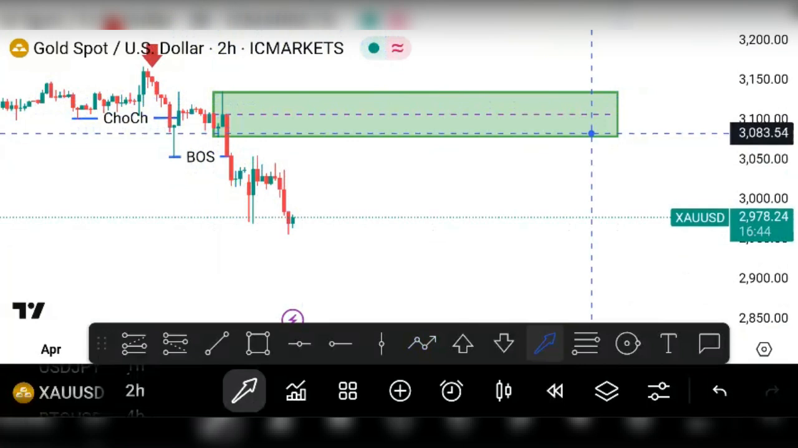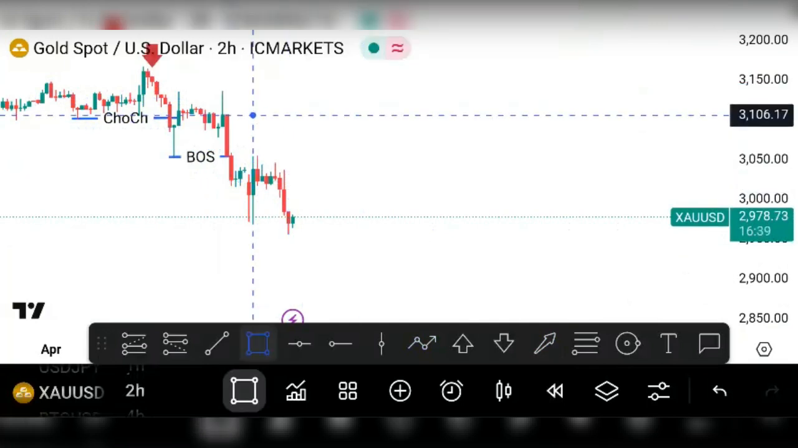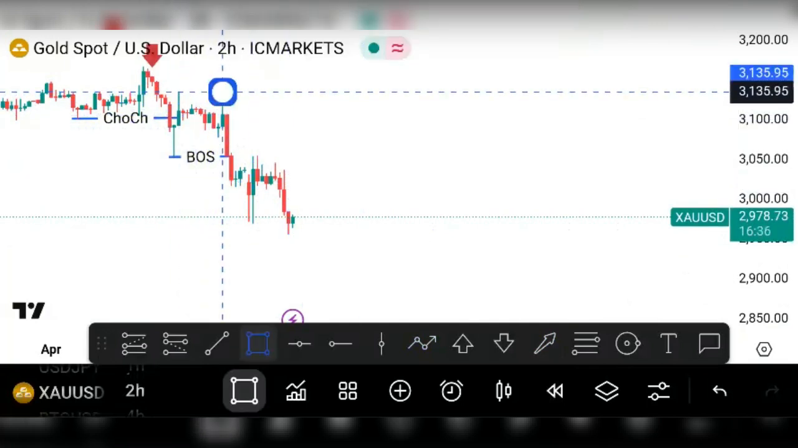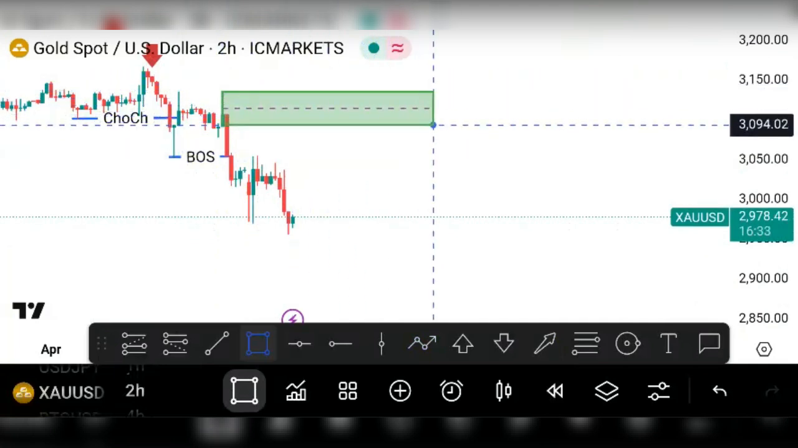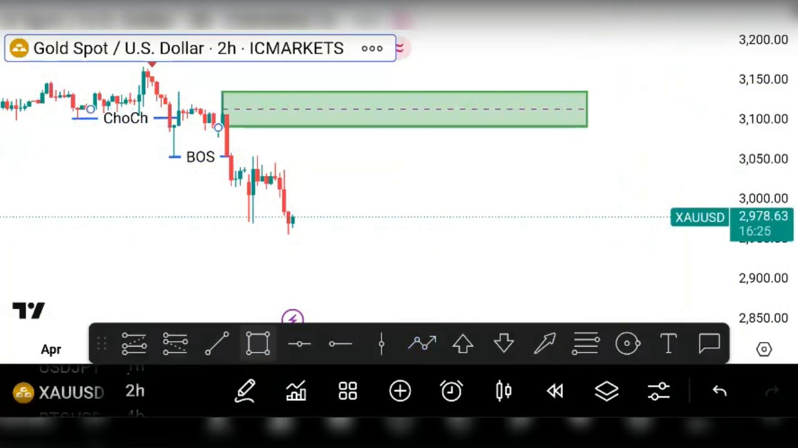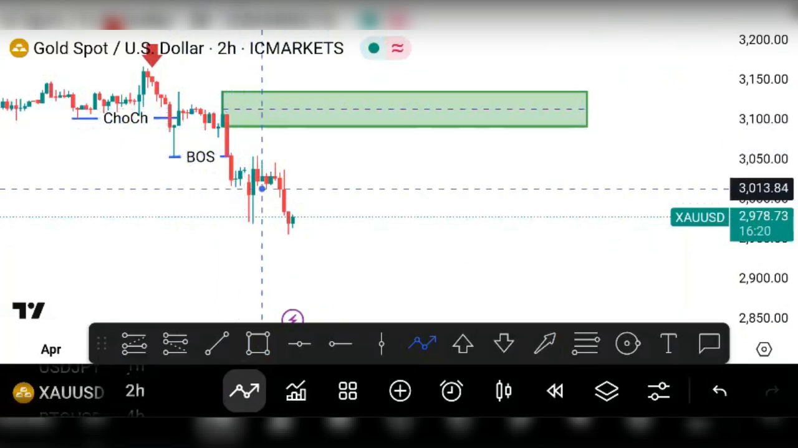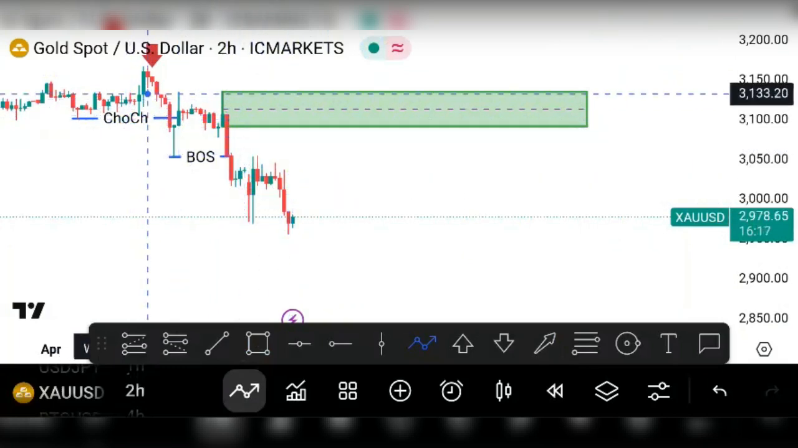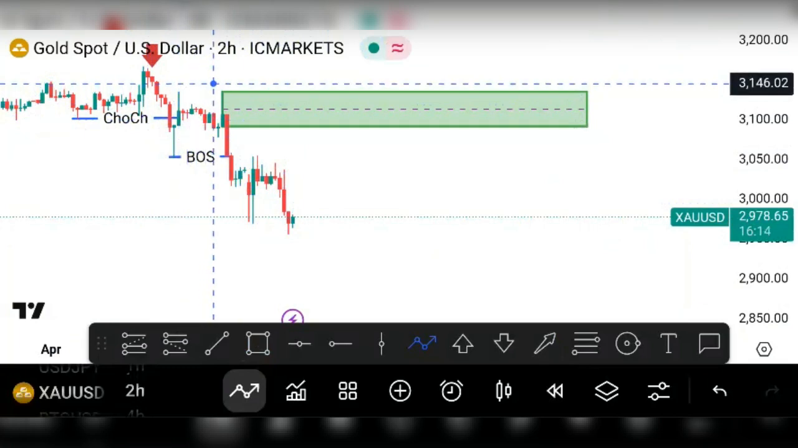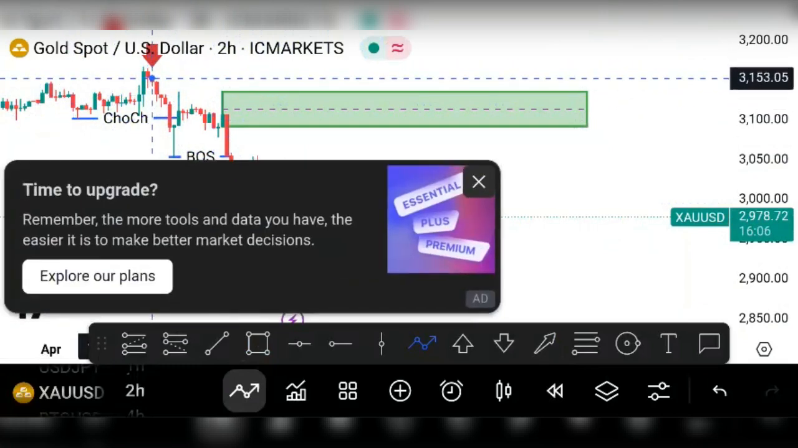So if you want, you can delete the 4-hour supply zone and adjust it to the 2-hour time frame. You can see this is also a supply zone on the 2-hour time frame. If we scale down to the 2-hour time frame, we can adjust it to this level. Now we've found the supply zone on our 2-hour time frame. We don't have any other supply zone on the 2-hour time frame, except this one. We have a very small, tiny supply zone.